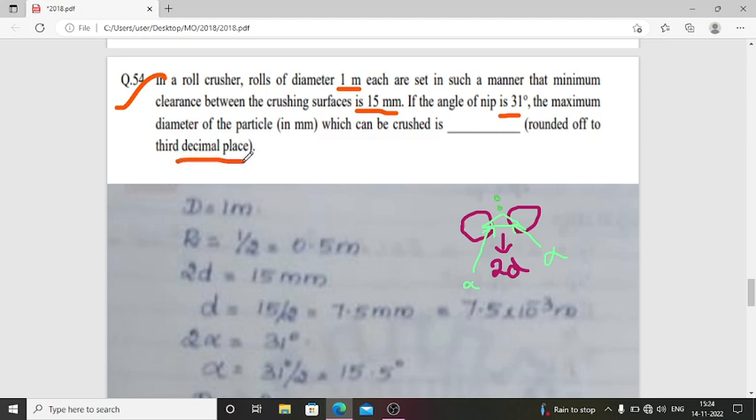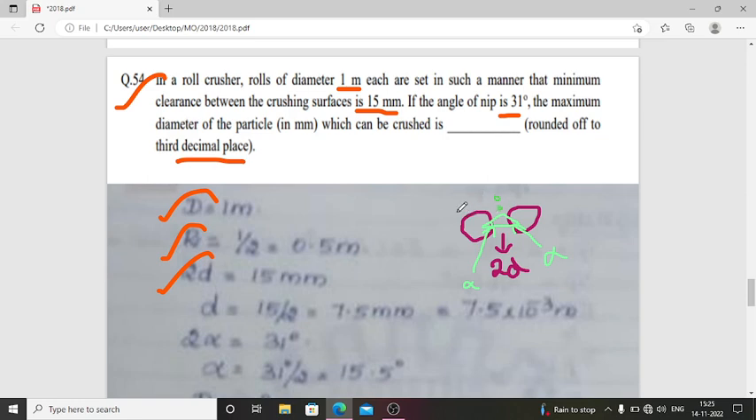So here the data: rolls of diameter, that is capital D, 1 meter. Then the radius is diameter divided by 2, 1 by 2, is equal to 0.5 meter. Then the minimum clearance between crushing surfaces is 15 mm. So we should take the clearance between the crushing surfaces as 2d.